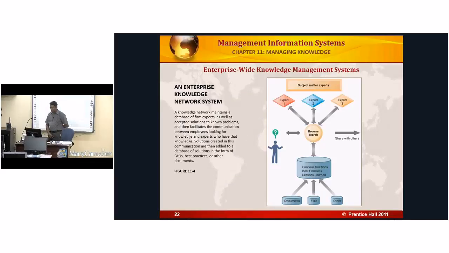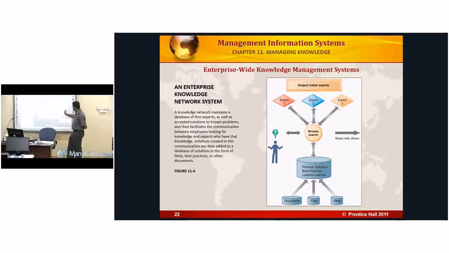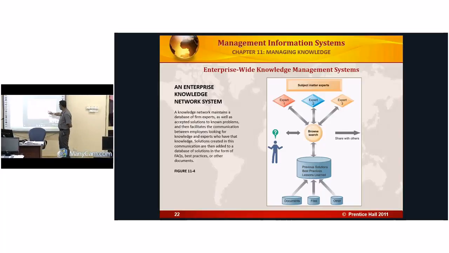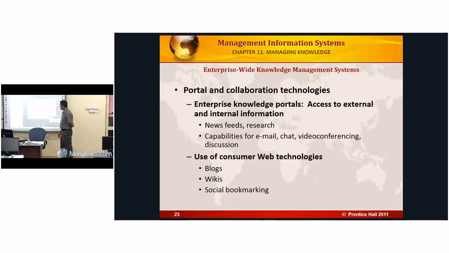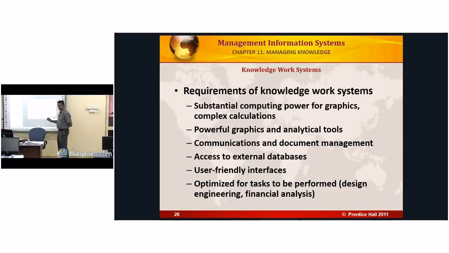And this is how it works. So you have expert systems 1, 2 and 3. You can browse or search. If you get previous solutions or best practices, you can pick them straight away, or else you have to go through the knowledge management experts.